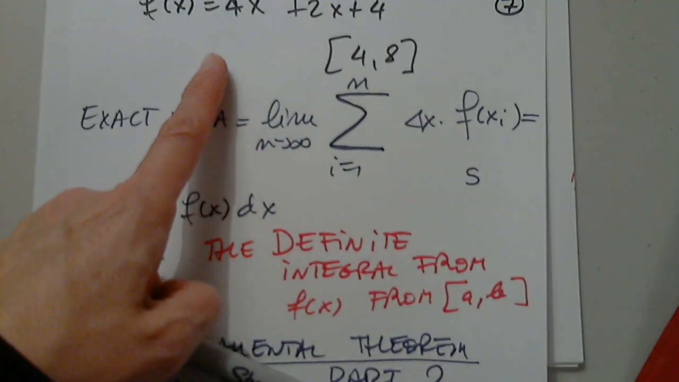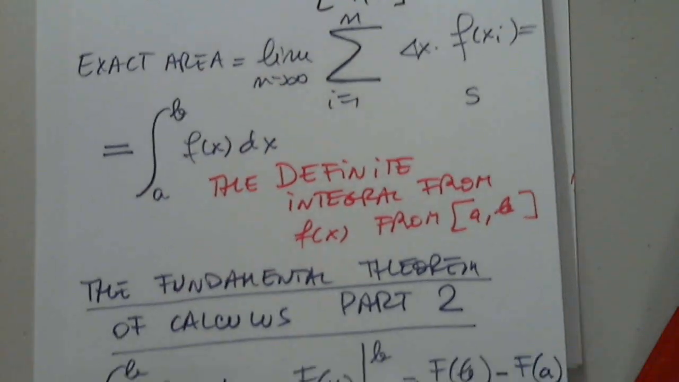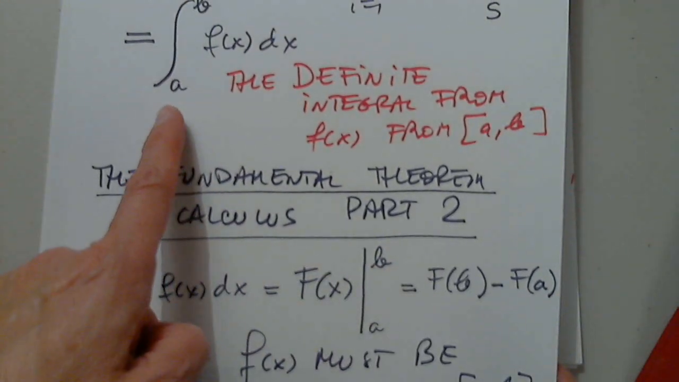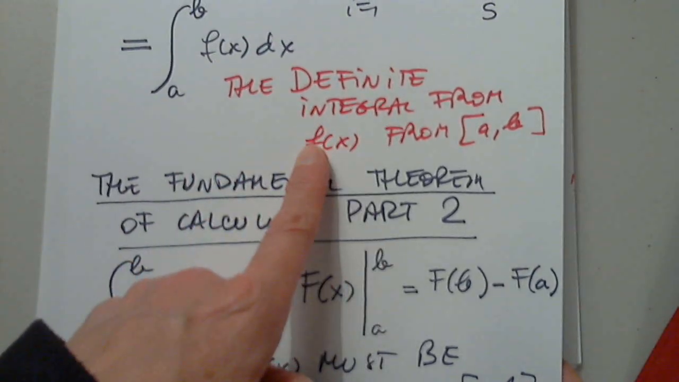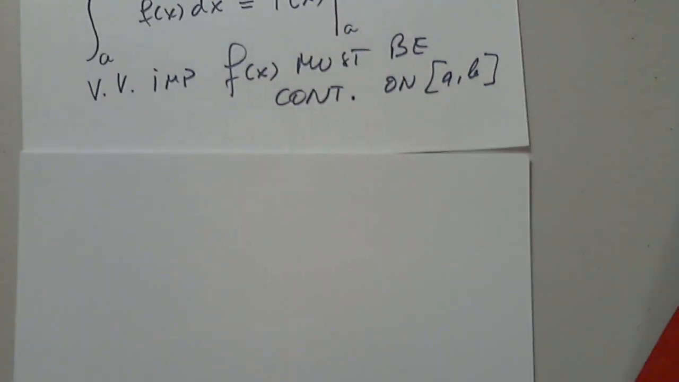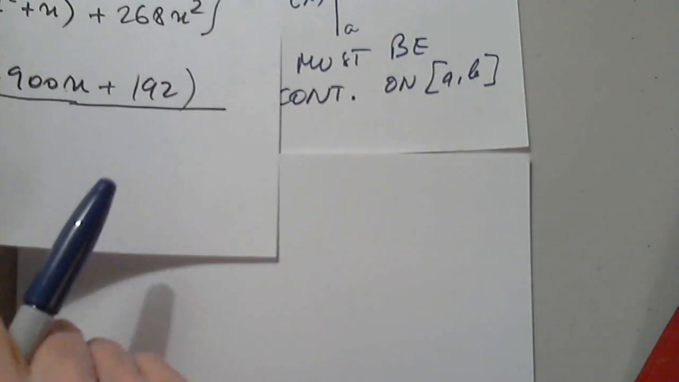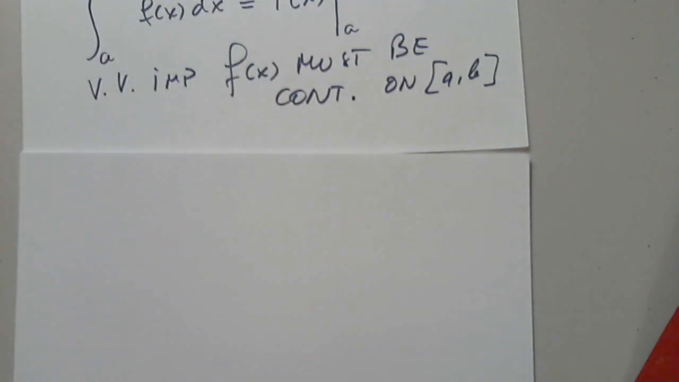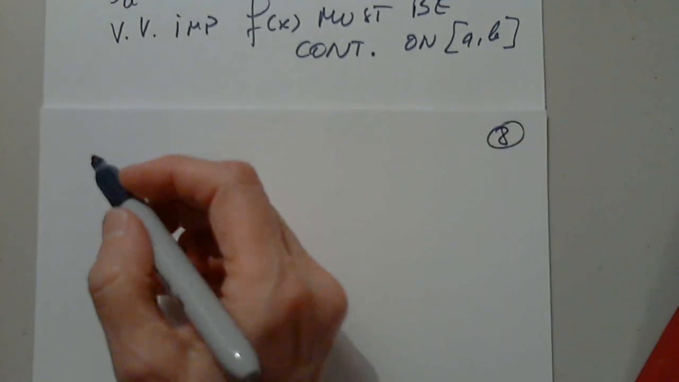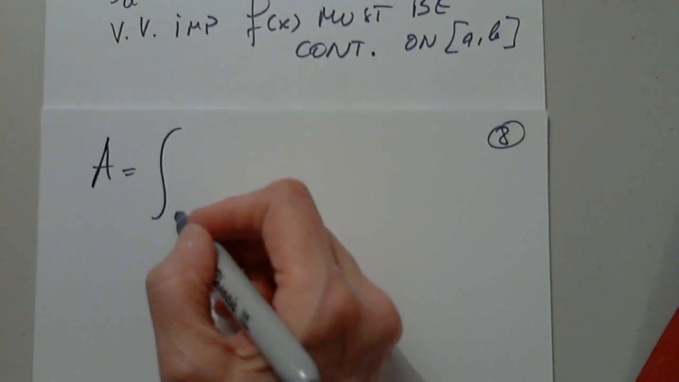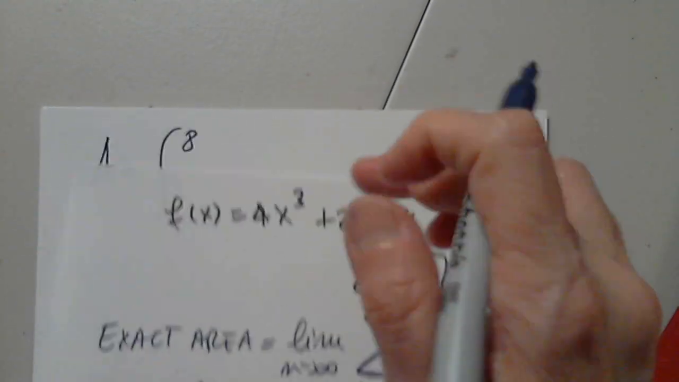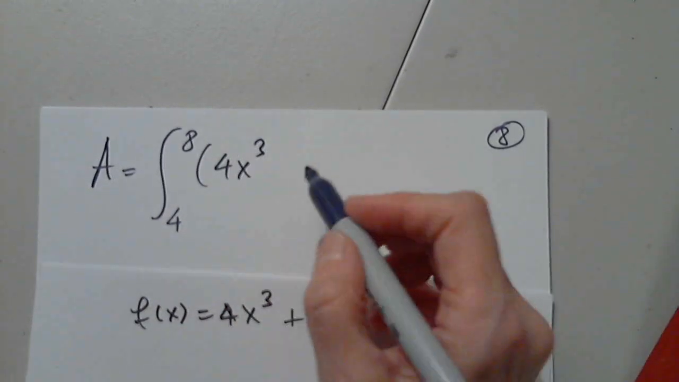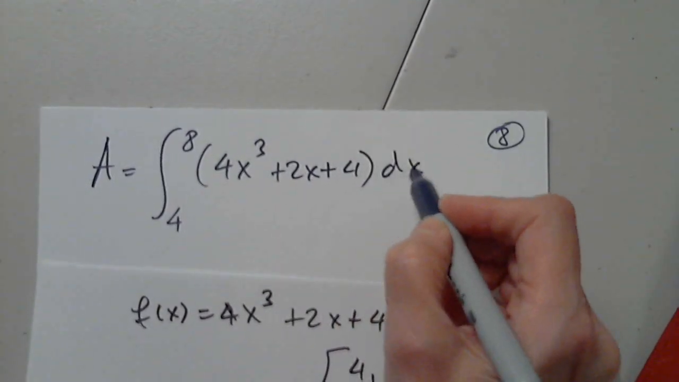So I want to determine this using the fundamental theorem of calculus and the notation called the definite integral. I better get 3904. If I don't get 3904, I have to go back and check my answer and see what happened. So the area is the definite integral from 4 to 8, of 4x to the third plus 2x plus 4 dx.